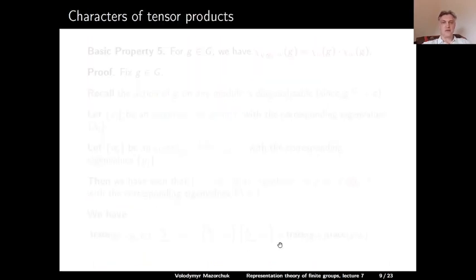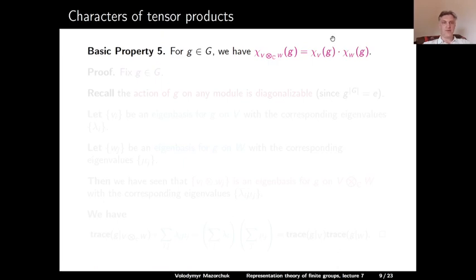Let us now talk about the character of the tensor product. Basic property 5. For any element g in G, the value of the character of the tensor product of V and W at g is the product of the values of the character of V at g and the character of W at g. Proof.